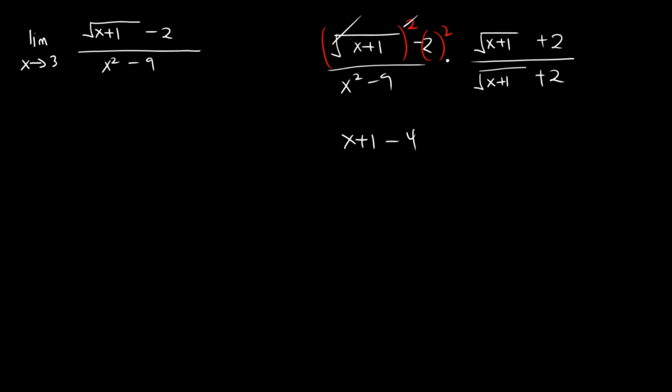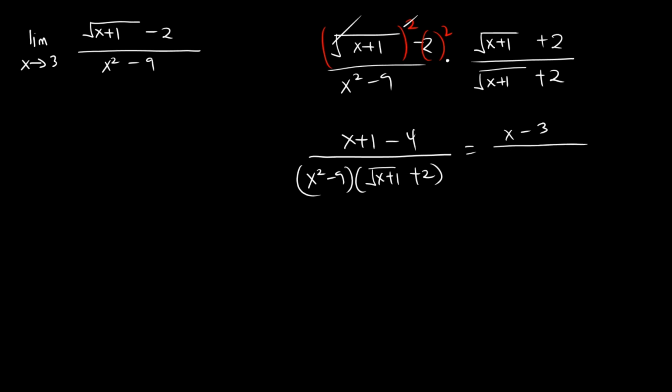So that's what you have here. Then let's look at the denominator. So you're going to have x squared minus 9 multiplying the square root of x plus 1 plus 2. So now this will be simplified to x minus 3, and then you have x squared minus 9, and then the square root of x plus 1 plus 2.